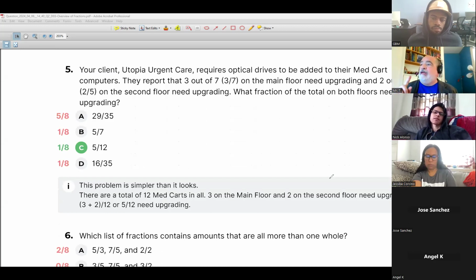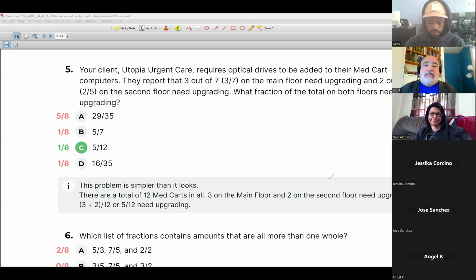Now, this problem is simpler than it looks. Sometimes math problems can be deceiving, and you think you have to go through a lot of manipulations. Many of you were trying to get common denominators and do all that. It's a lot simpler than that. Your client requires optical drives to be added to their MedCard computers. They report that 3 out of 7 on the main floor need upgrading, and 2 out of 5 on the second floor need upgrading. So first ask yourself, how many need upgrading altogether?